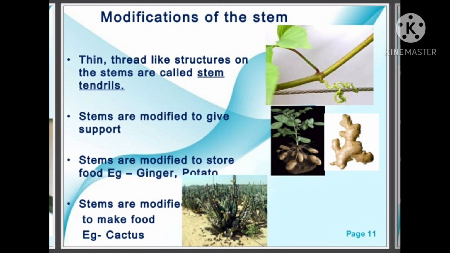Another modification is for the storage of water. Plants that grow in deserts, like cactus, have thick fleshy stems to store water, and they can even manufacture food. They have flattened stems that look like leaves, and they perform photosynthesis. And some stems also protect the plant. They have thorn-like structures to protect the plant from predators.